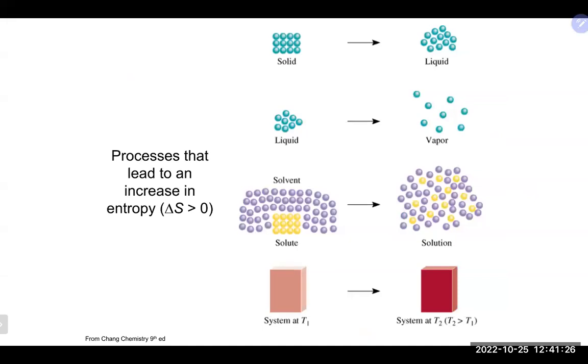Again, some very common processes lead to that increase in entropy. As we talked about before, melting a solid can cause more disorder. Obviously, we take a liquid and turn it into a gas. That creates a lot more disorder. The process of making a solution is one that creates a lot of disorder.